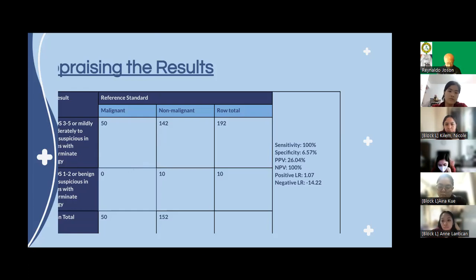The positive likelihood ratio po is 1.07, so a TRADS of 3 to 5 in indeterminate FNAB nodules is weakly positive in ruling in a malignancy, and the negative likelihood ratio is negative 14.22. So TRADS 1 to 2 has a strong likelihood for ruling out a malignancy po in indeterminate FNAB findings po. Next slide po.